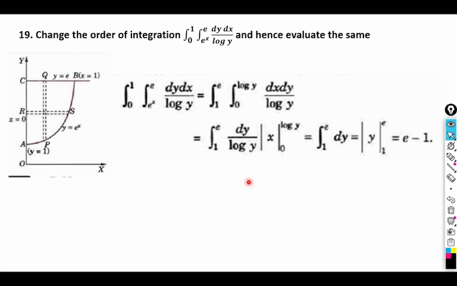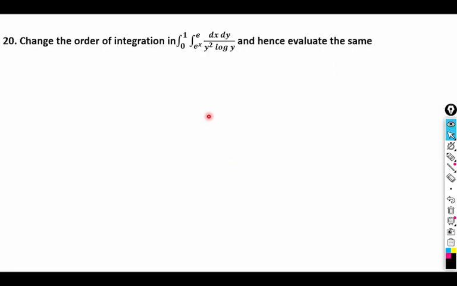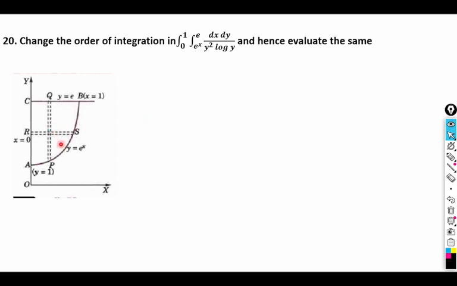Next question, example 20. Example 20 and 19 have the same limits. You will observe y equal to e raised to x, y equal to e, x equal to 0, x equal to 1. So the graph will be the same. This is the same graph. And change the order, the limits again the same.